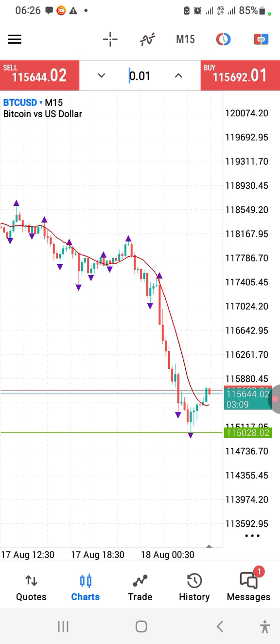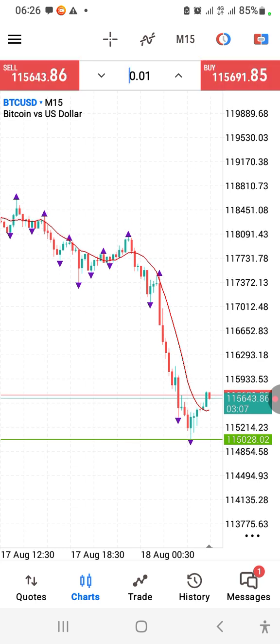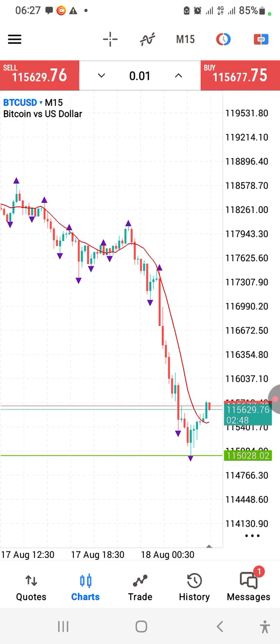But apart from that, I want to hear your own comment, your bias on this particular BTCUSD. What is your bias? Are you going for the bullish trend? Are you going for the bearish counter? I want to hear that in the comment section. Just comment your bias in the comment section.